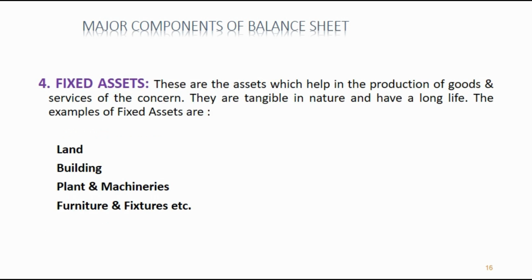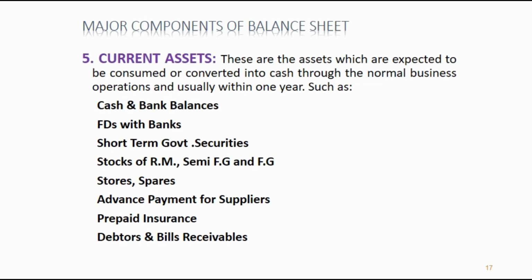Okay. Now let's talk about fixed assets. These are the assets which help in the production of goods and services of the concern. They are tangible in nature and have a long life. Examples of fixed assets are land, building, plant and machinery, furniture, etc.